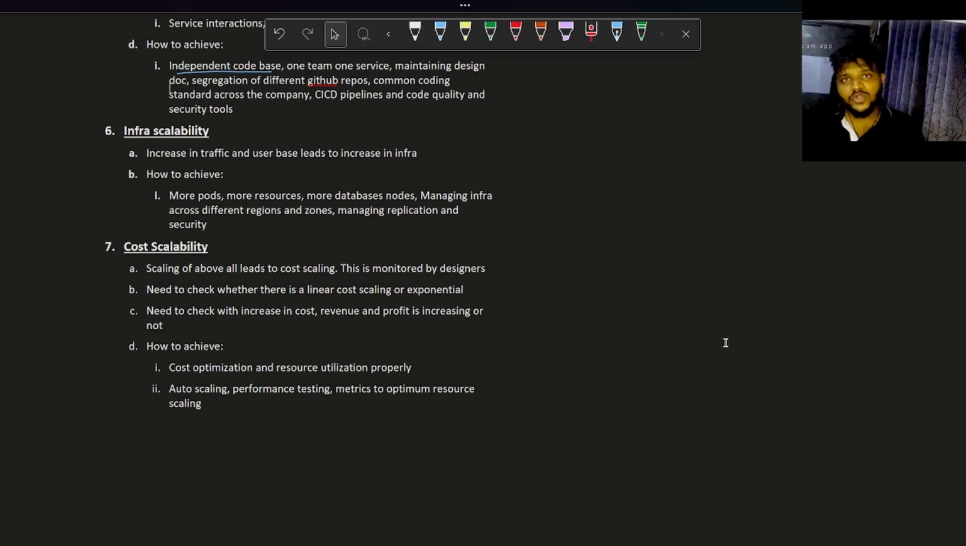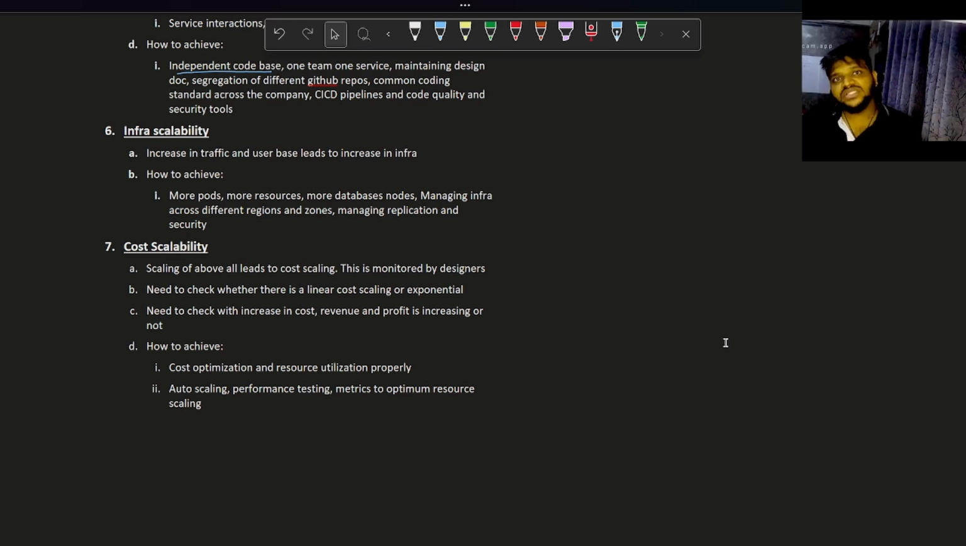Because the infra is going to scale, more and more operational effort is going to come, be it a server, a load balancer, your ingress and egress, your database level, or your network. Whenever infra scalability happens, a lot of operation cost and maintenance work is going to get added, and that should be understood. And this is unavoidable.